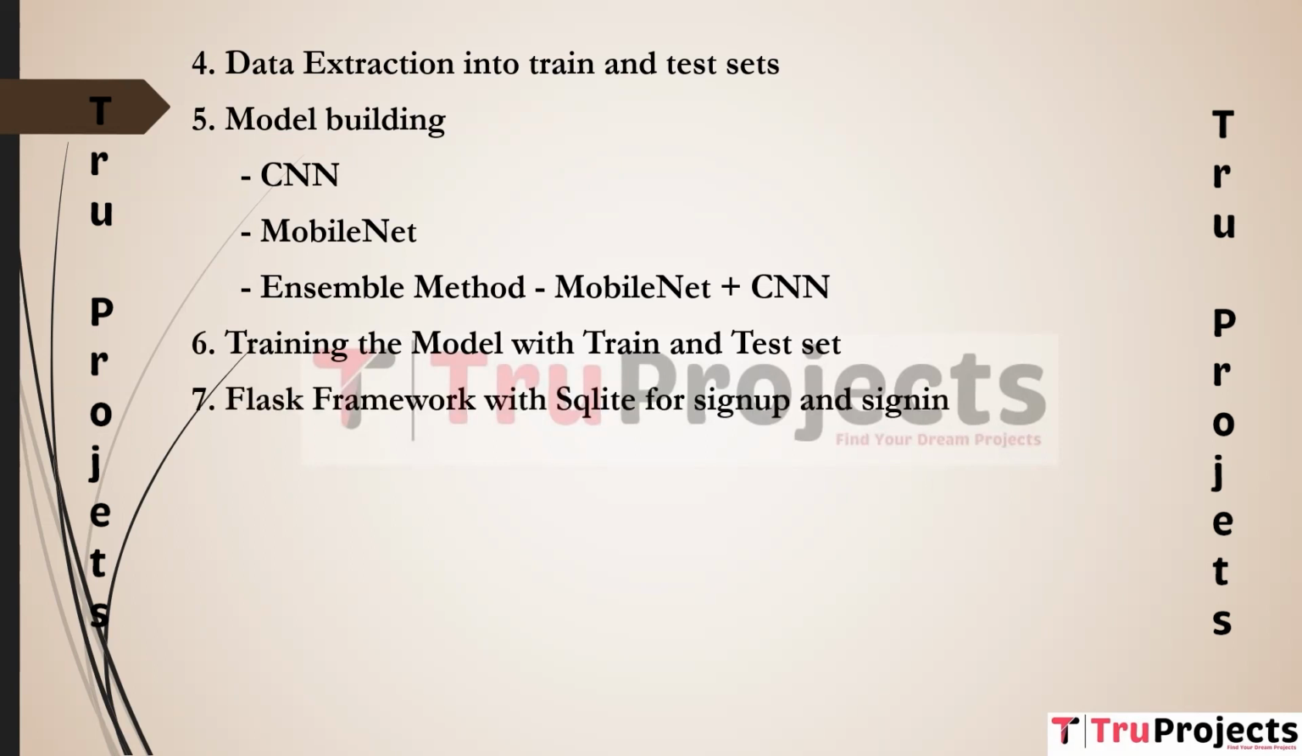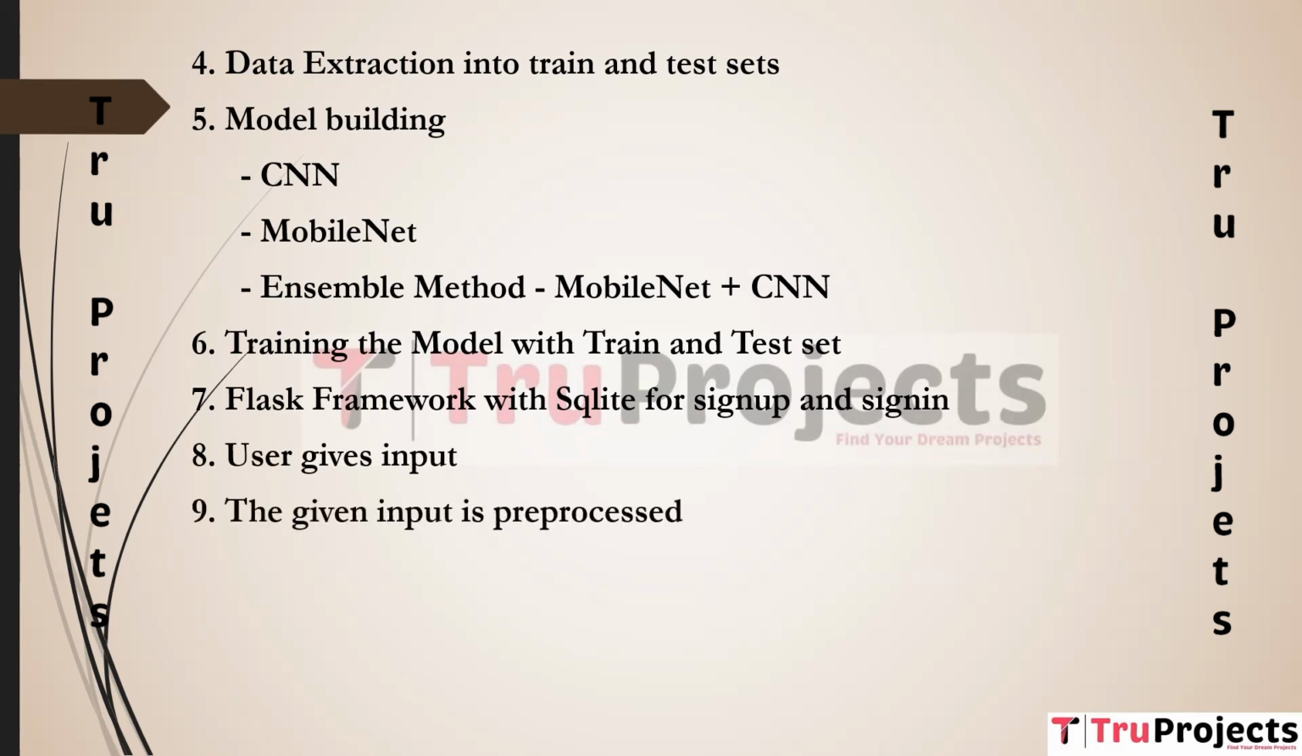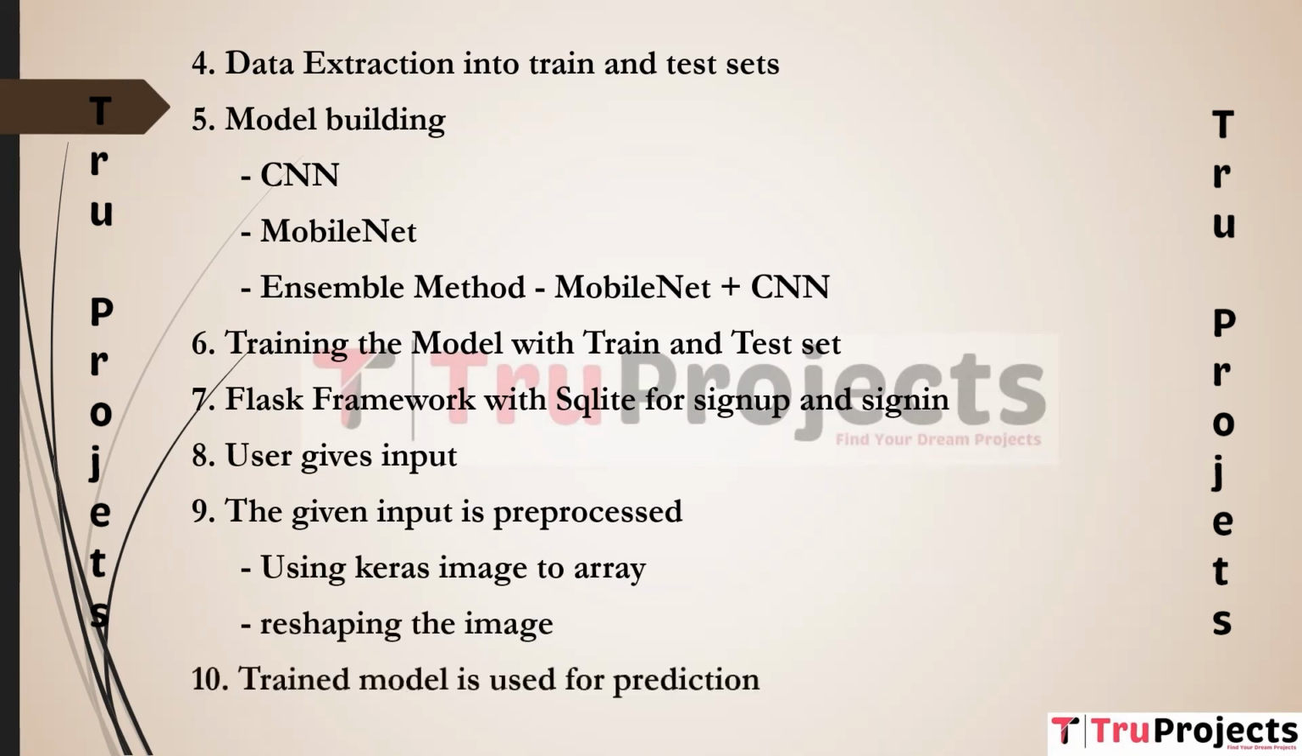Flask framework with SQLite for sign up and sign in. In this step, the Flask web framework is set up with the SQLite database integration for user registration and authentication. User gives input. Users provide their input through the web interface. The given input is pre-processed. The user-provided image is converted to an array format. The image is reshaped as required for input to machine learning models. This will be done by using Keras image to array and reshaping the image.